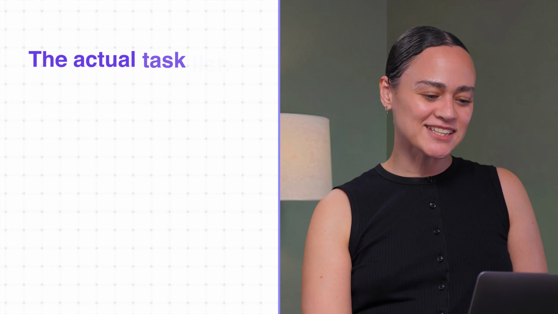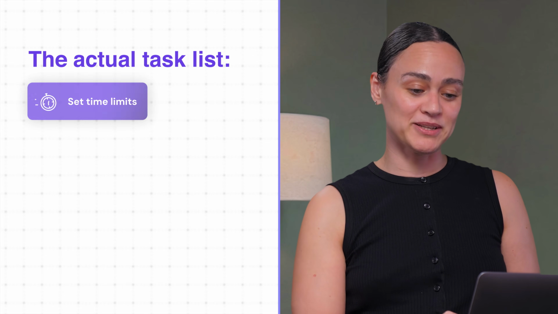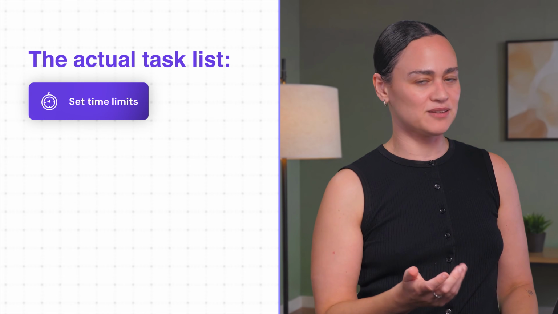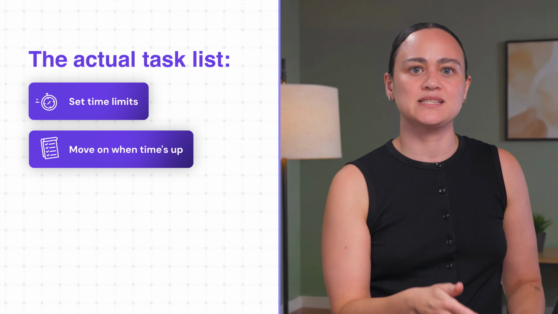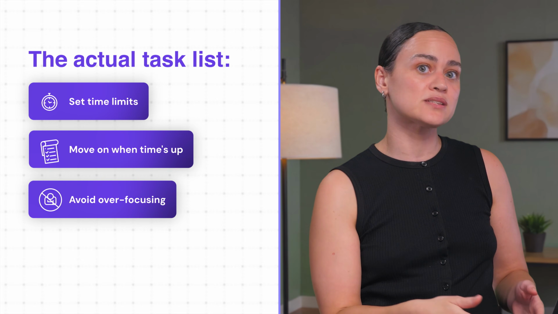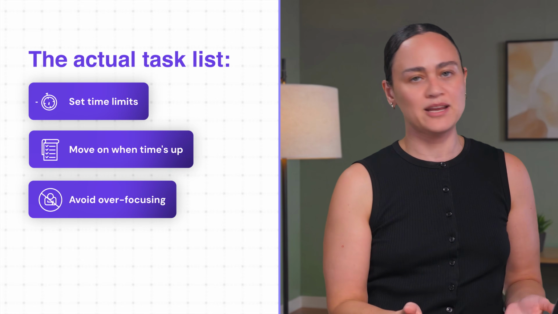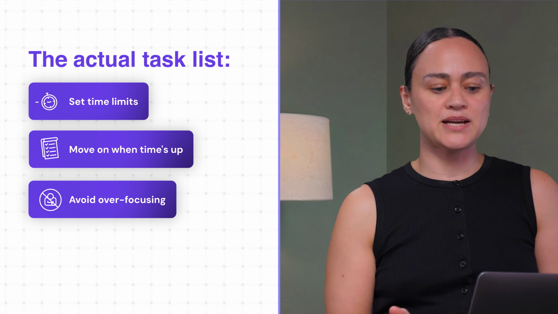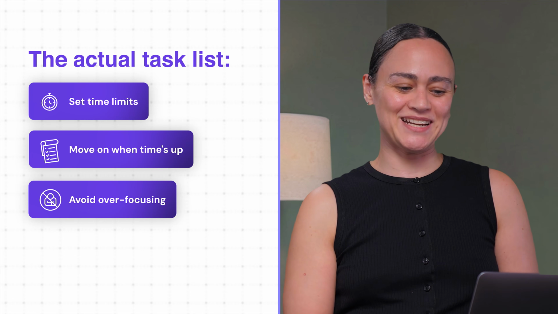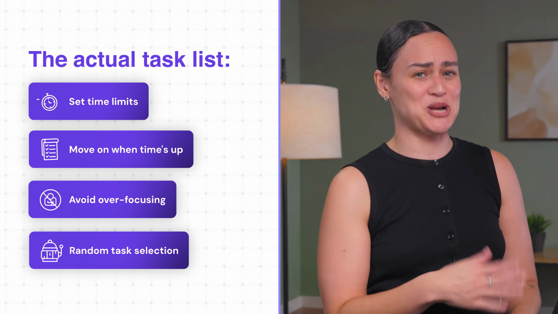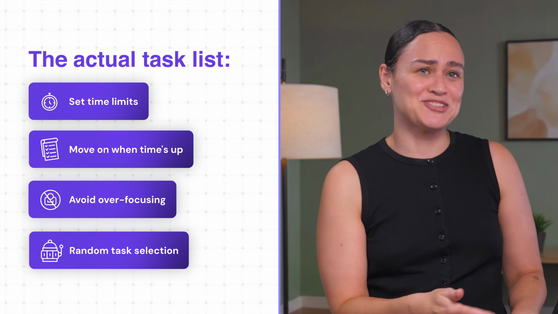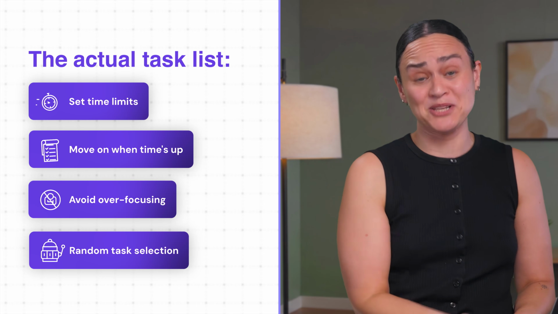For the actual task list, I've decided to add a time limit to each task. So basically when it's done, I just have to put it aside and move on. The idea here is to discourage me from getting too focused on one task and forgetting about what else I have going on with my day. I don't know if it's going to work, but I really want the tasks to be chosen at random, so then I can't cherry pick what I'm gonna do next. I just have to do what the tool tells me to do.